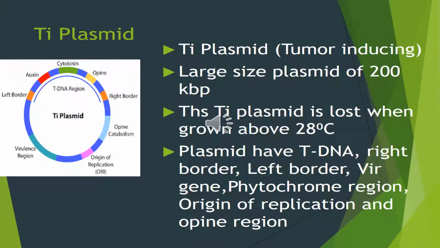If you see the diagram of Ti plasmid, you can see that all the genes like auxin, cytokinin, opine are present between the right border and left border. And from the right border to the left border, the region which we can see is the tDNA region. There is a presence of virulence region which has various virulence genes. There is also the origin of replication and opine catabolic region.